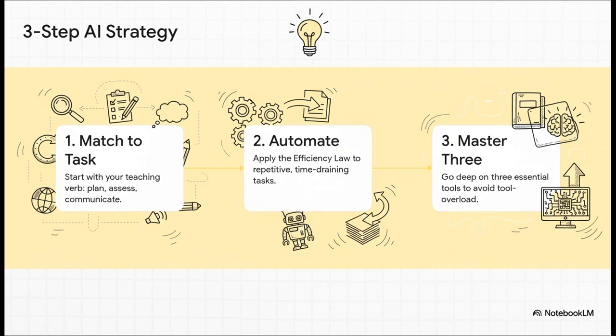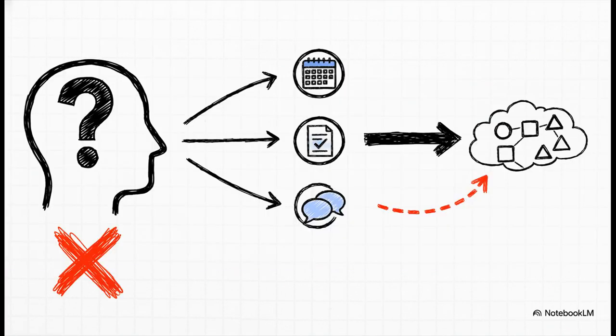Let's break that down. So for step 1, don't even think about the apps at first. Start with what you're doing. Think in verbs. What are you actually trying to do? Are you trying to plan a unit, or assess your students' understanding, or maybe communicate with parents? When you think in verbs, you focus on your actual need, and that makes it so much easier to find the right tool for the job.